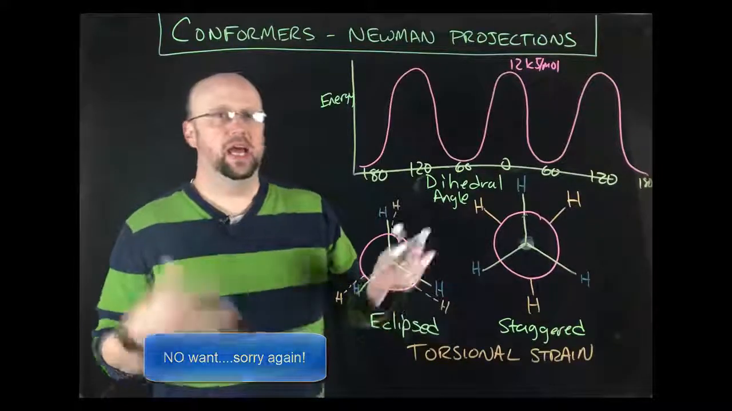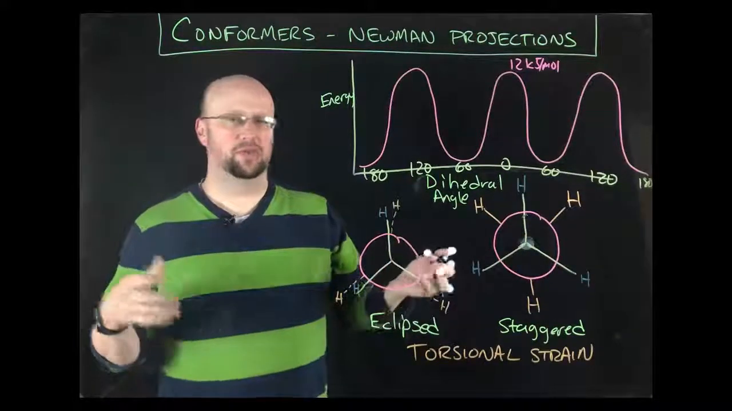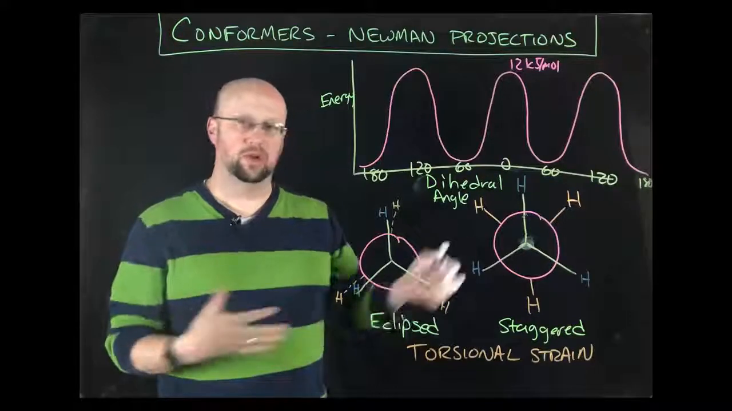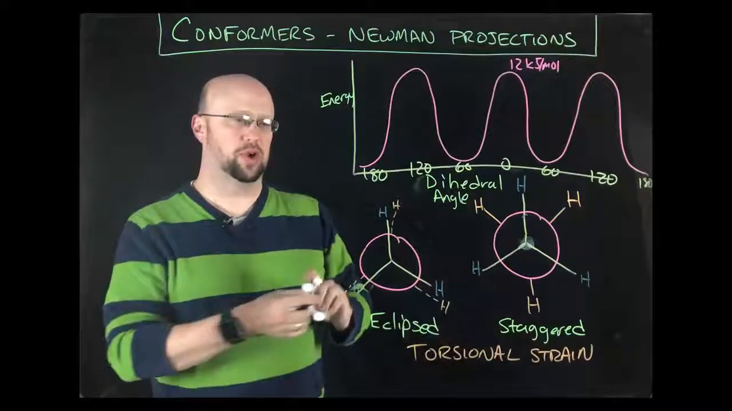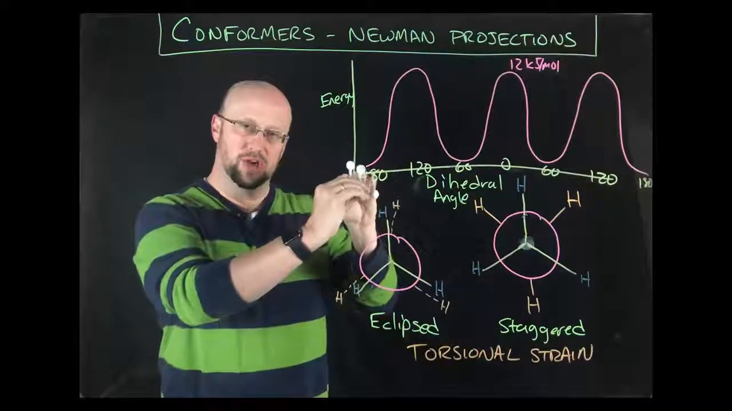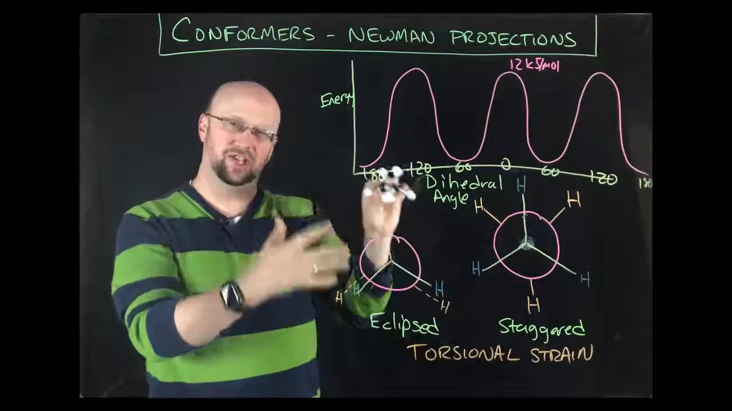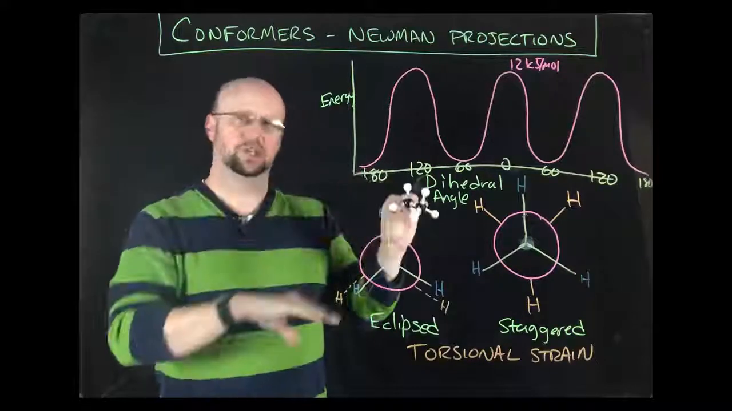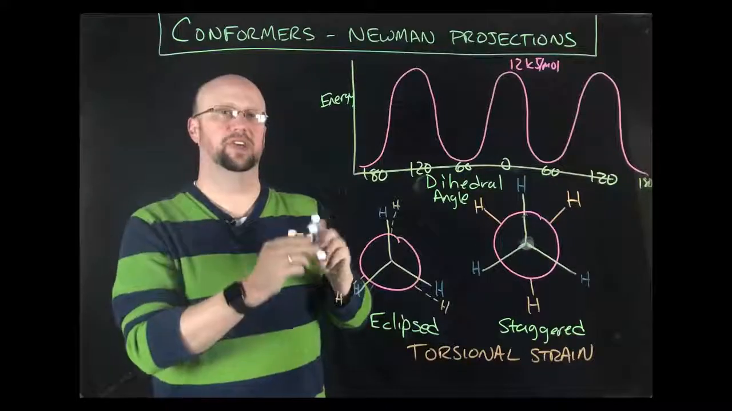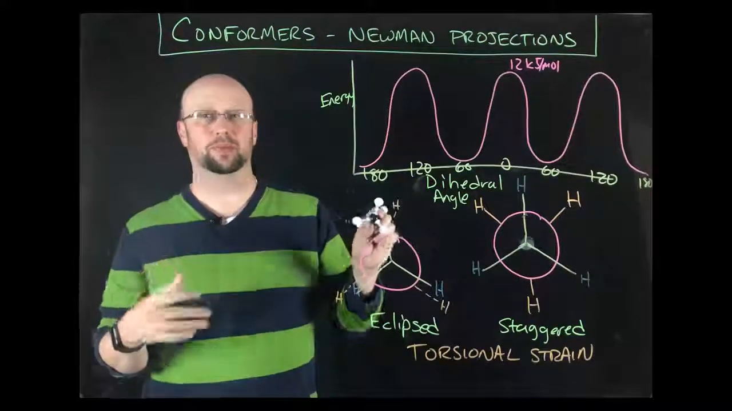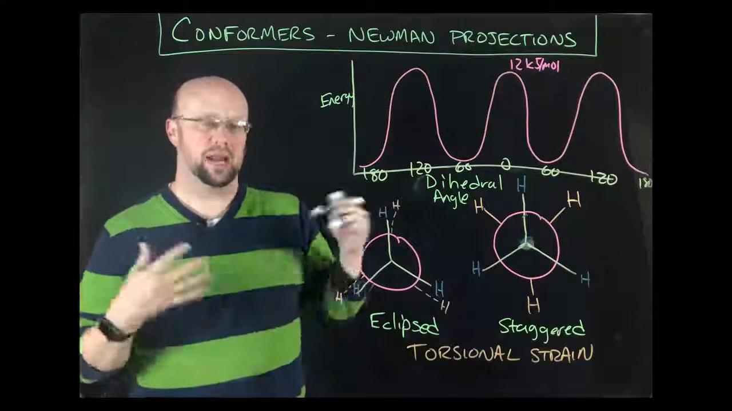Torsional strain, at least, is posited, and this is a recent development as we've studied a little bit more in the past 20 or 30 years. But it's always been called torsional strain. We know that it's a more strained, higher energy state if they're overlapping each other here. And it's not because they're bumping into each other. That's a different kind of strain that we'll talk about in the next video, because in that video you'll be able to see that there actually are some atoms bumping into each other.